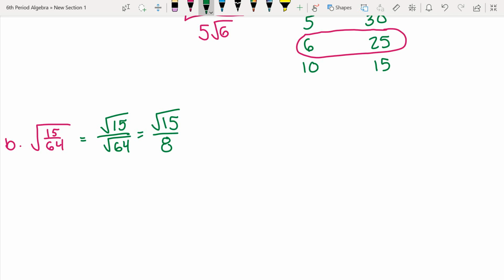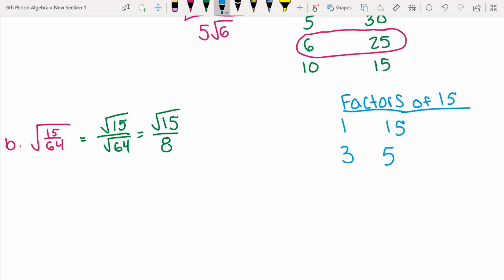Well, if you have a square root in your answer, you need to be 100% sure to simplify it as much as possible. The way you do that is you list out the factors of the number inside. So I'm going to list out the factors of 15. That would be 1 and 15 and 3 and 5. None of those are perfect squares, which means I am done. And this is as simplified as I can possibly get.